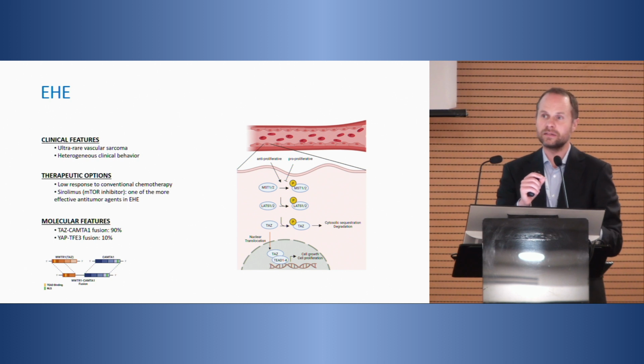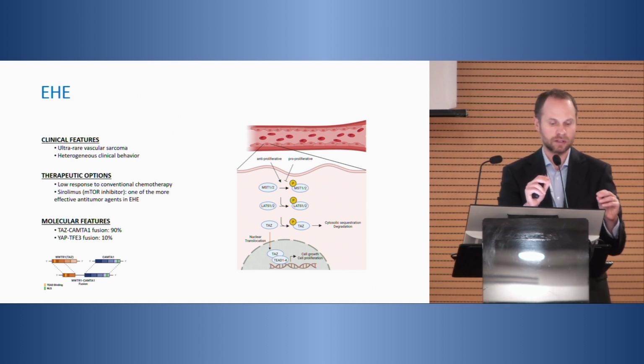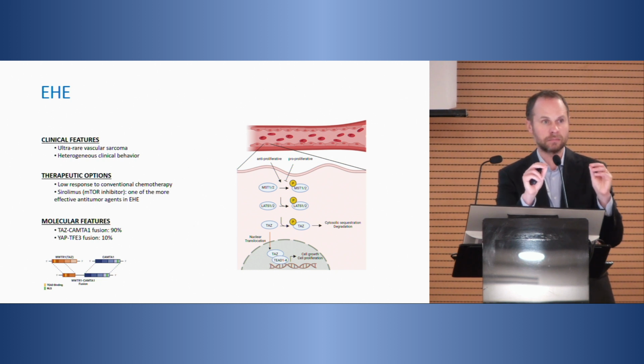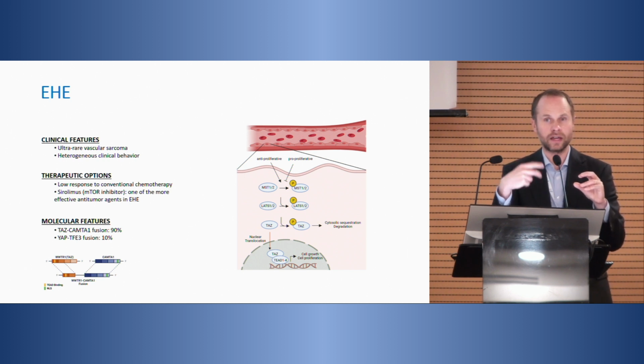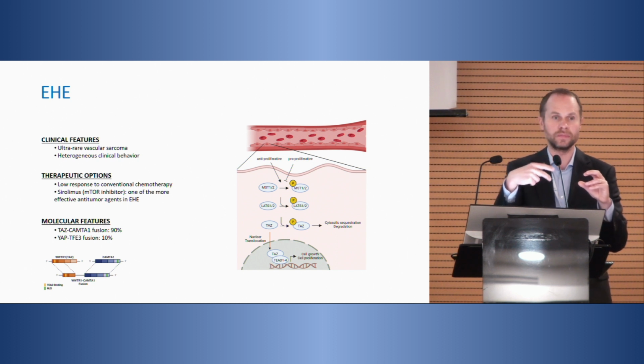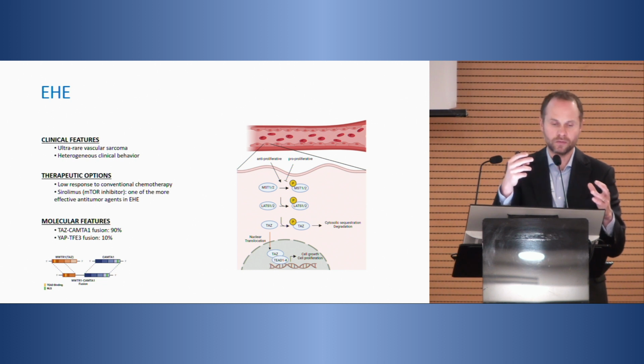EHE is quite a fancy sarcoma, not just because it's super rare, but also because there is this mechanism of oncogenesis, and in the very aggressive form of the disease, this mechanism goes together with others. So the tumor accumulates molecular alterations that make the tumor even more and more aggressive. And maybe some of you know EHE, maybe not.